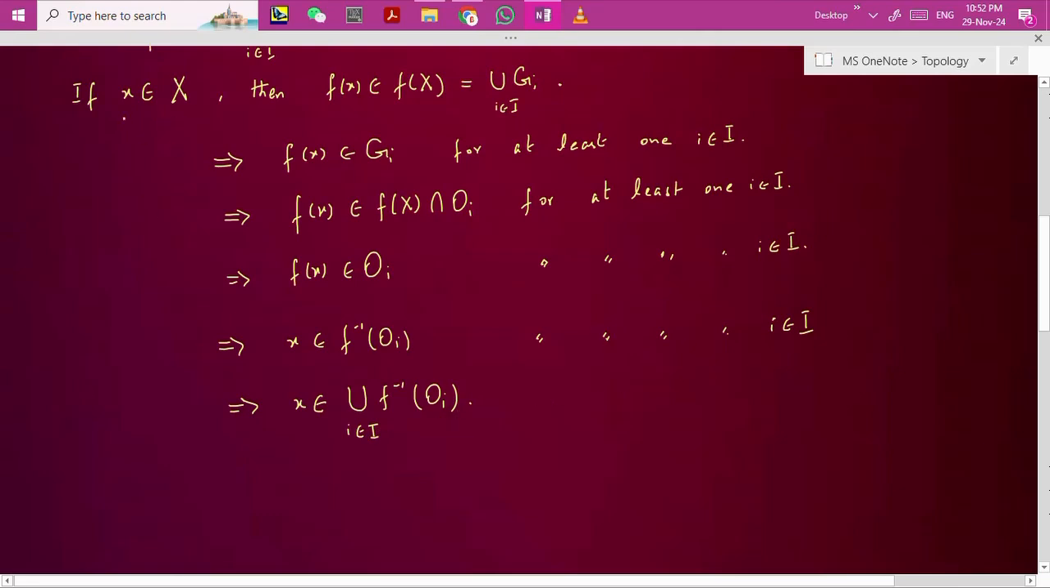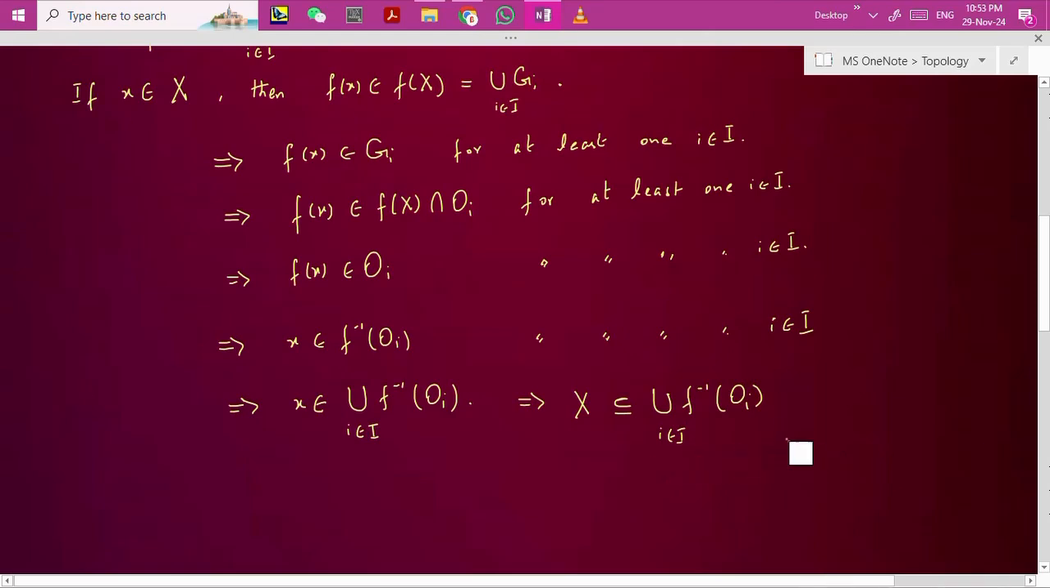So this is the element of x, and it has been sent in this union. So it means that x is a subset of the union of f inverse OI, I belongs to I. And remember why this is an open cover, because this union is an open cover for x.